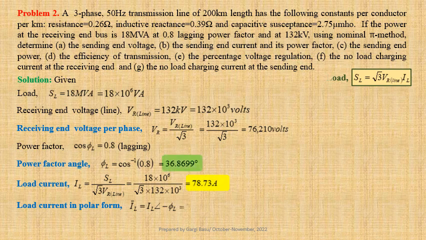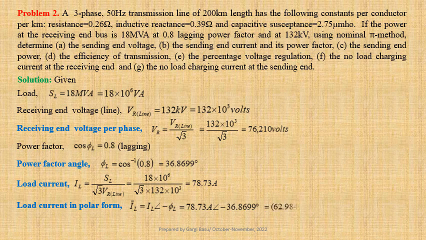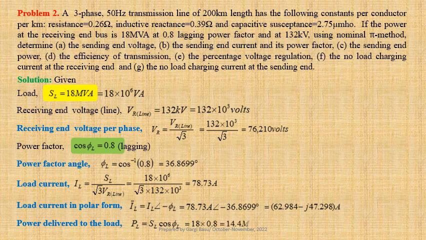Load current may be written in polar form as IL equals IL at an angle minus phi L, that is equal to 78.73 ampere at an angle minus 36.8699 degree. This may be written in Cartesian form as 62.984 minus j times 47.298 ampere. Let us now calculate power delivered to the load. PL equals SL into cos phi L. Using values we get 18 into 0.8, that is equal to 14.4 megawatt.